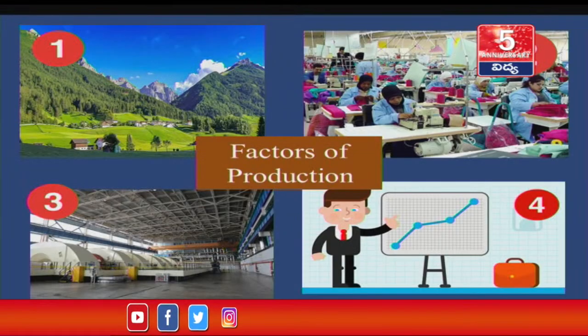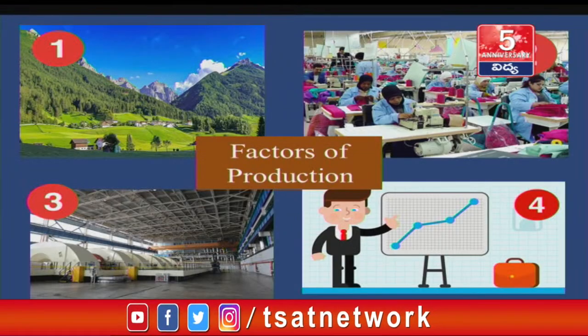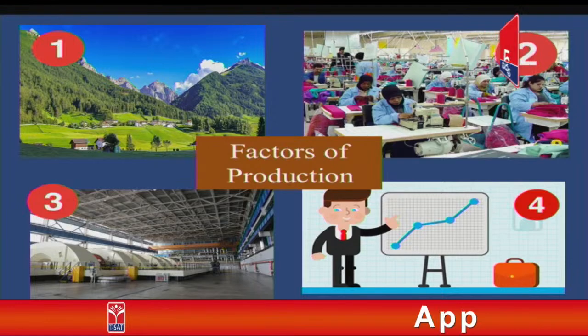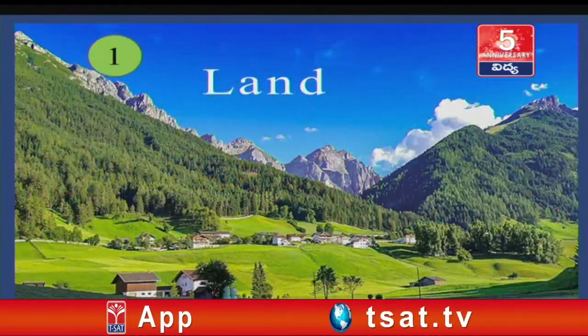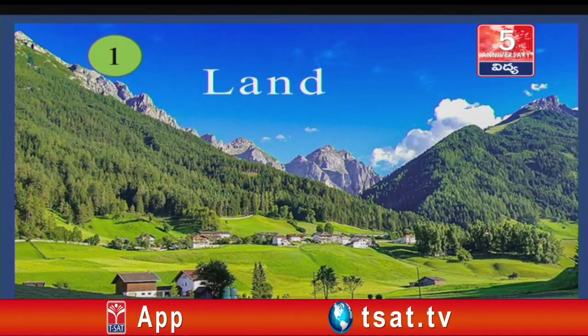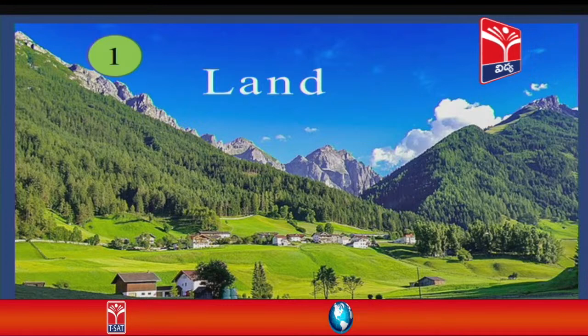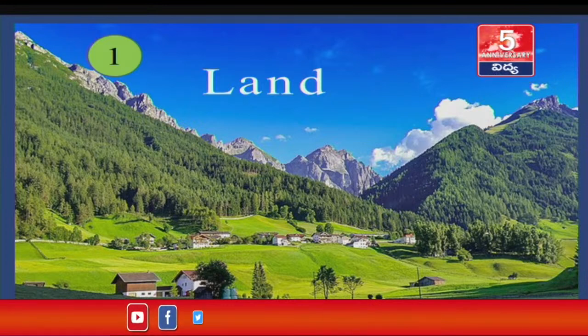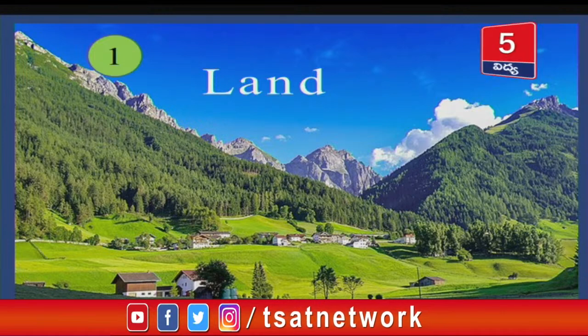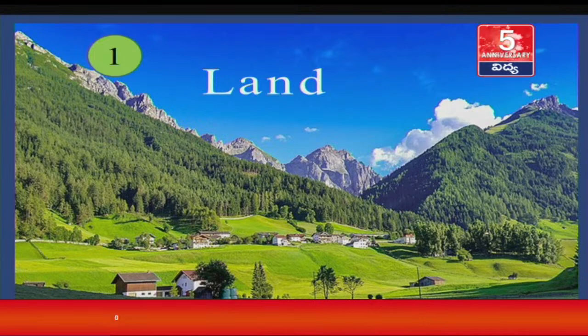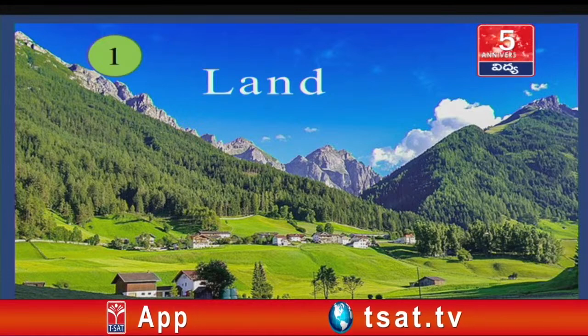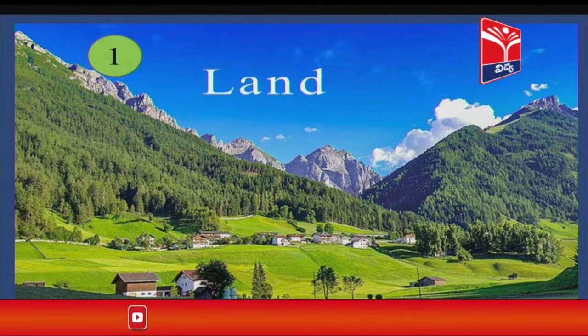Now, let us see this. These are the 4 factors of production that we have. Now, let us see clearly about these things. The first one is land. Yes, land is one of the factors of production, which is a natural one. Can you imagine being without land? No, we can't. Land gives everything. That is why land is the major important one.